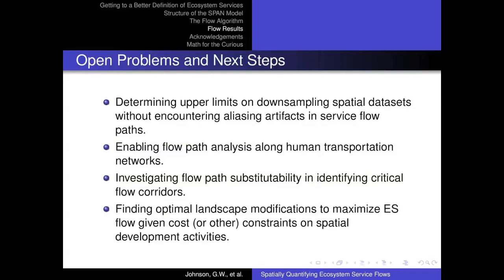And then the holy grail of this would be, once you've got the substitutability down, and you've got the human transportation networks, and you've got the resolution to run at, to step in and have a spatial optimization algorithm that will help you figure out, given my cost constraints or resource constraints, what are the optimal targeted landscape modifications that I should make, which would affect sources, sinks, and flow pathways, to maximize my service delivery to the beneficiary groups that I care about. So you want to have an optimization algorithm for that. These are some of the problems that I'm working on, all very cool things.